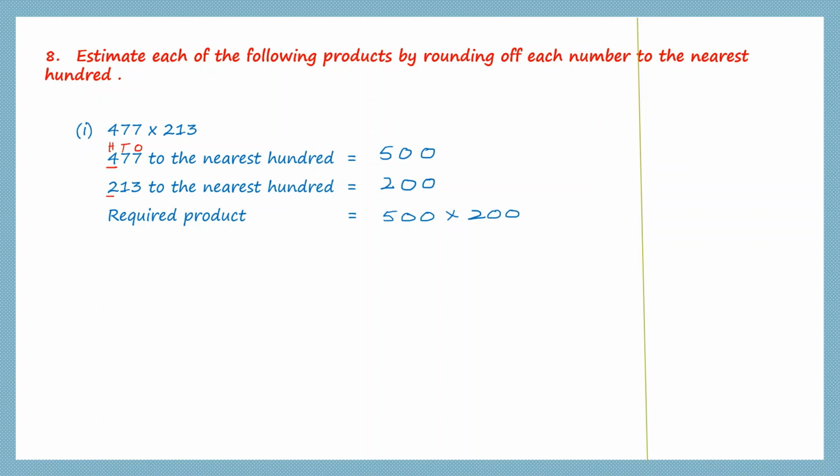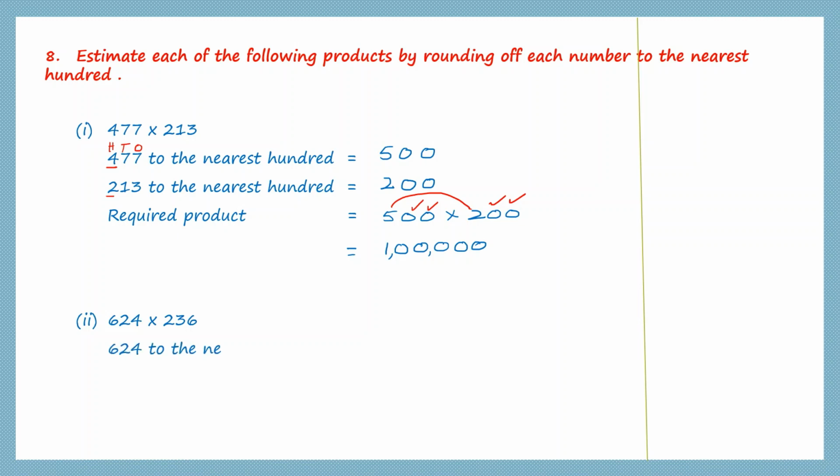And here again, our multiplication becomes easy when the numbers are ending in 0. 5 into 2. So how much is 5 into 2? 5 twos are 10. Now count all the zeros. 1, 2, 3, 4. So we need to add 4 more zeros. Now let's place commas in the right places. Ones, tens, hundreds, comma, thousands, 10,000s, comma. So what is our required product? 1 lakh.